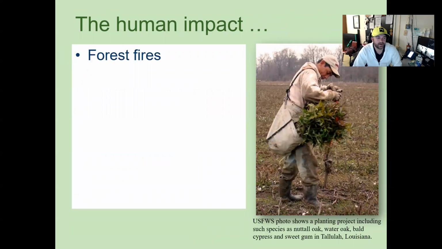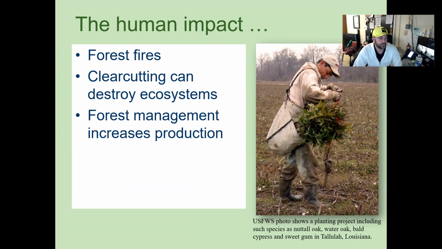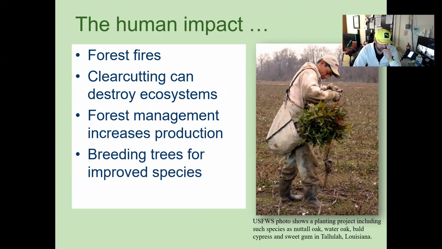So what's the human impact here? Forest fires. Clear cutting can destroy ecosystems. Forest management increases production. Breeding trees for improved species. And reforestation projects. So the guy down on the right is starting a brand new planting project, trying to bring back some of these forests.